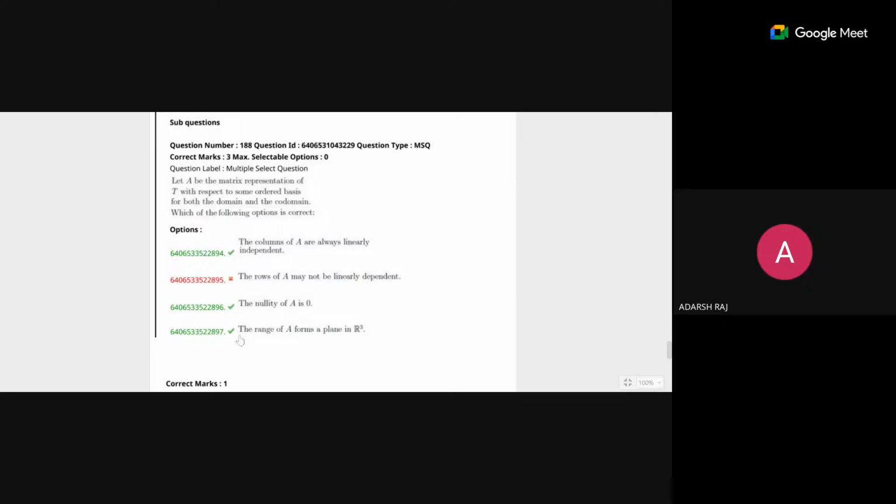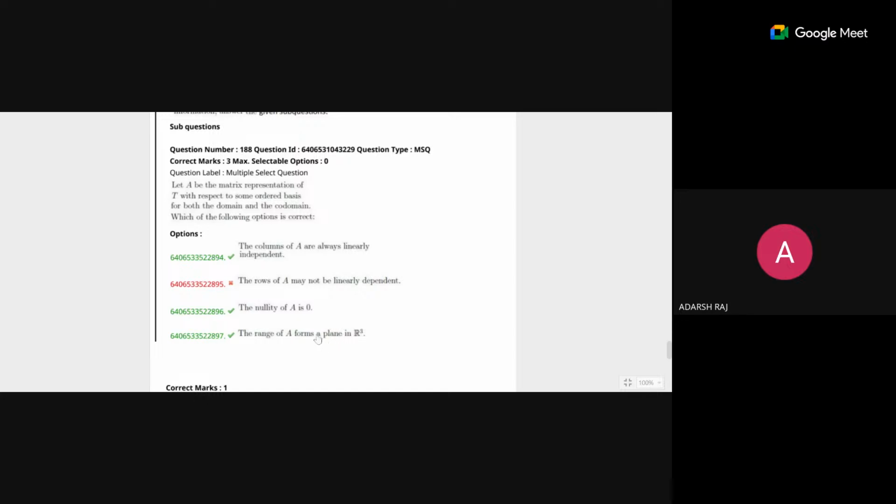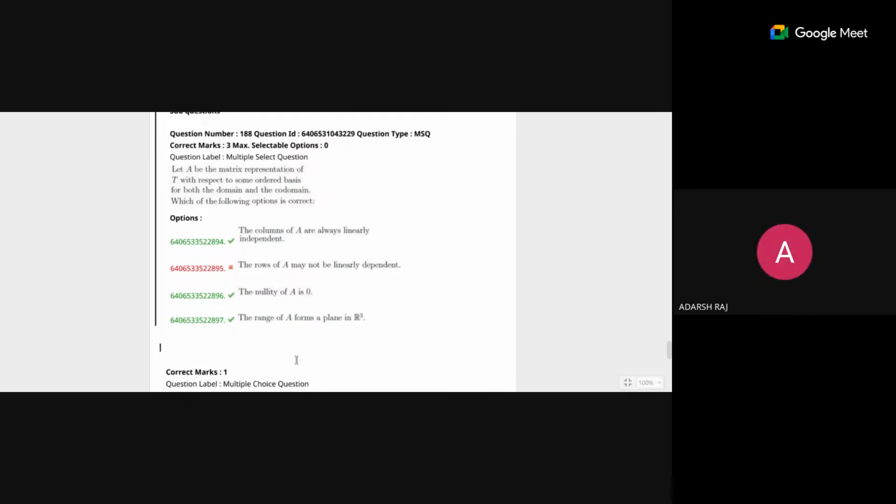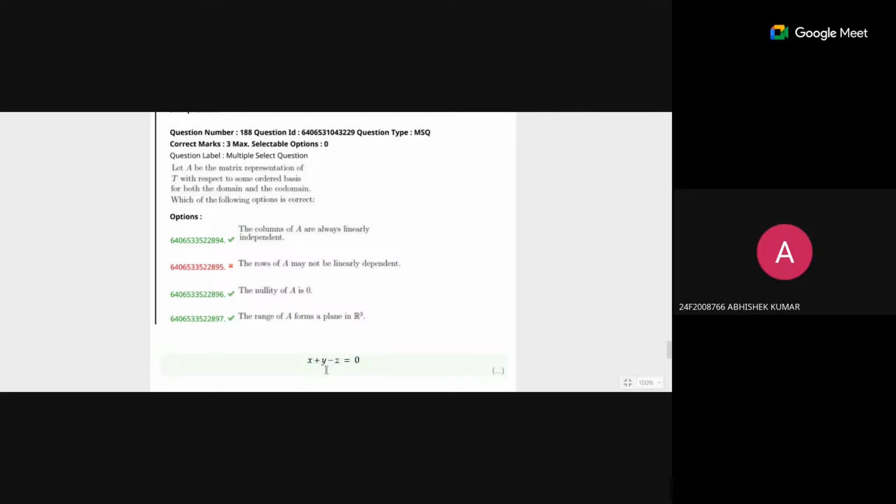The fourth option says the range of A forms a plane in R3. So for forming a plane in R3, how many vectors do we need? 2, right? A plane is a two-dimensional subspace of R3. So tell me what is the dimension of a plane in R3? Suppose this is a plane, this is the equation of a plane in R3.